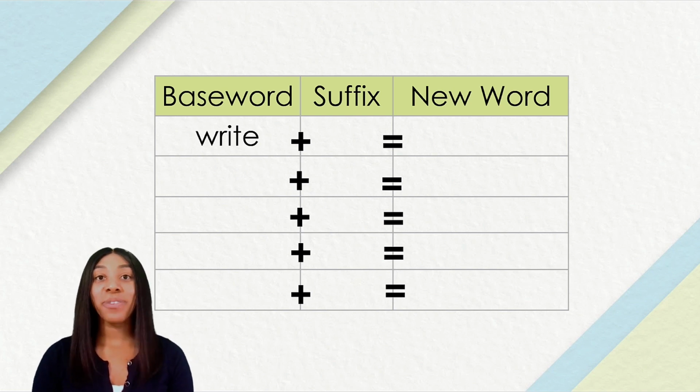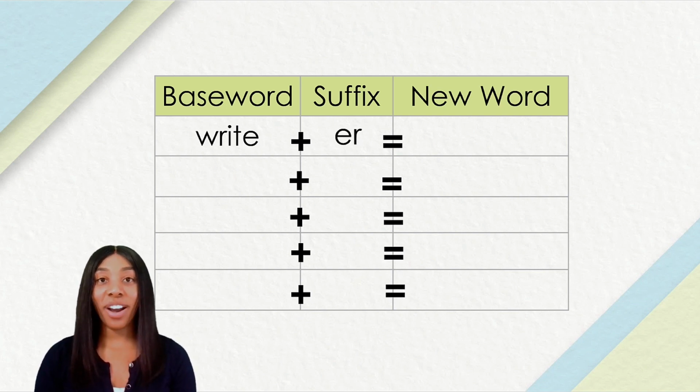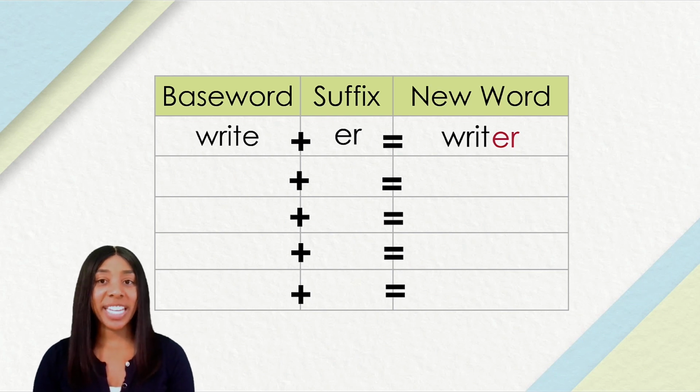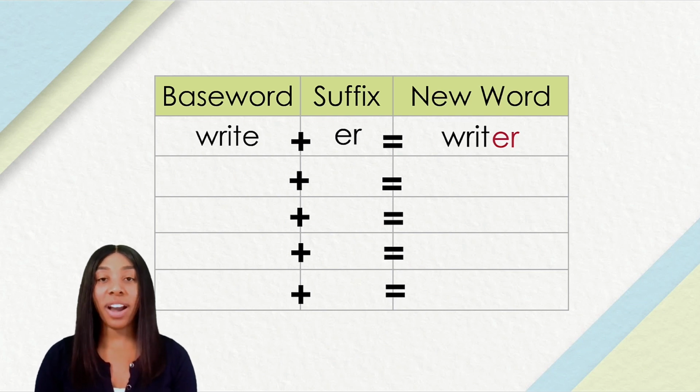Get your paper and pencil ready to go. Ready? Our first base word is right. We are going to add the suffix er. When we put these parts together, what new word do we have? Writer. How did the base word change in writer? The E was dropped when we added the suffix er. Go ahead and write down the word writer.